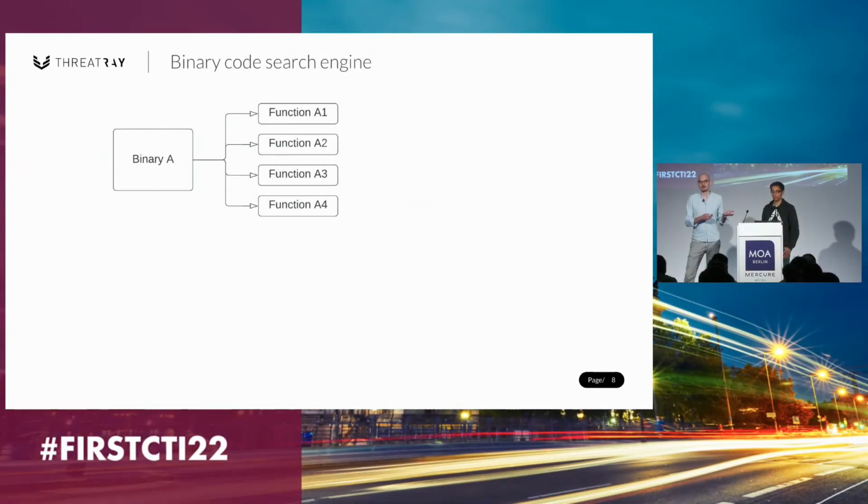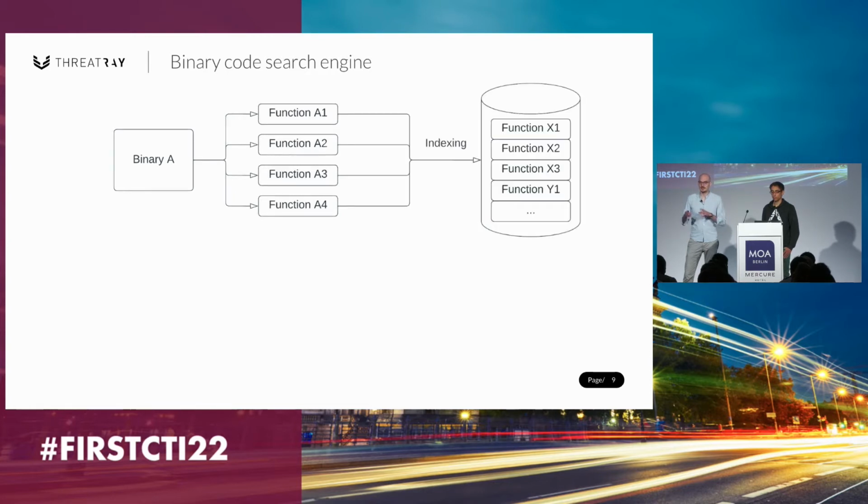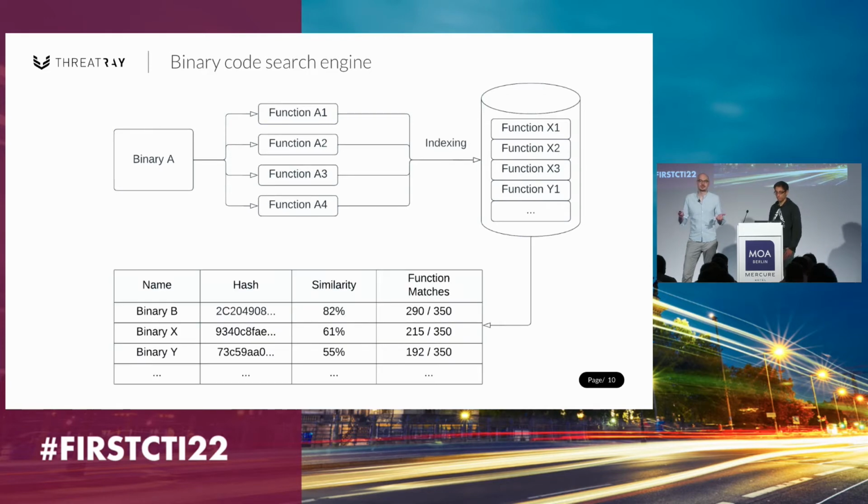Here we have binary A, and we want a list of similar binaries from our search engine. So we decompose it into its functions and index the functions in some sort of database. Then our search engine can tell us there's a list of similar binaries, and they are similar because, in this case, binary B has 290 out of 350 functions that are similar to the functions in binary A. With this, you have a very rudimentary approach of finding similar code.